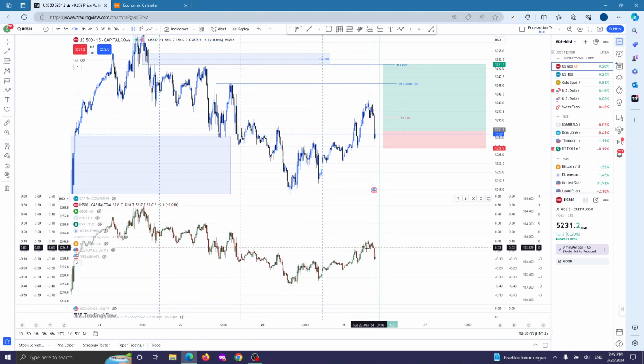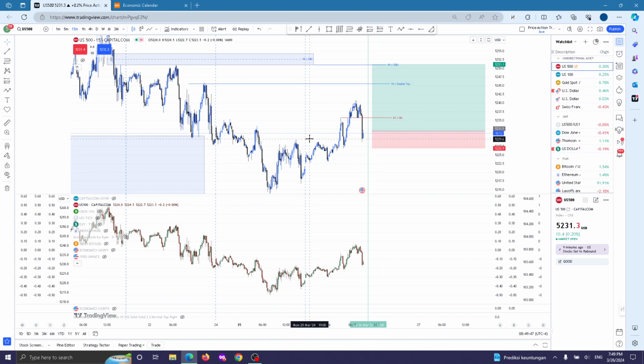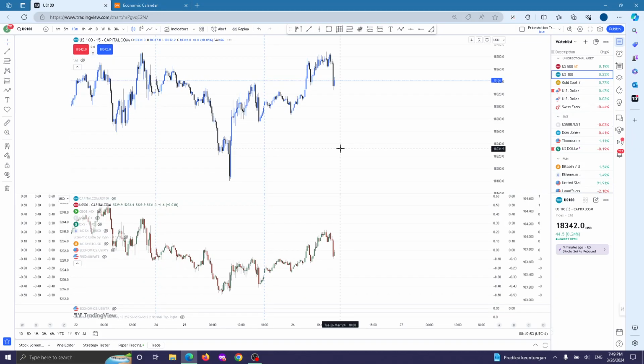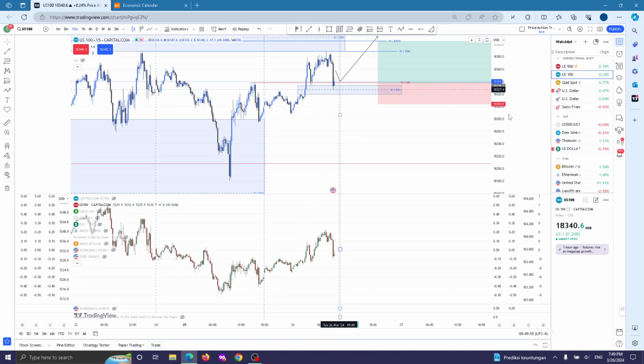No SMTs here. So everything here is symmetrical, including this one. So no SMT. I like NQ because it has a lot more liquidity.